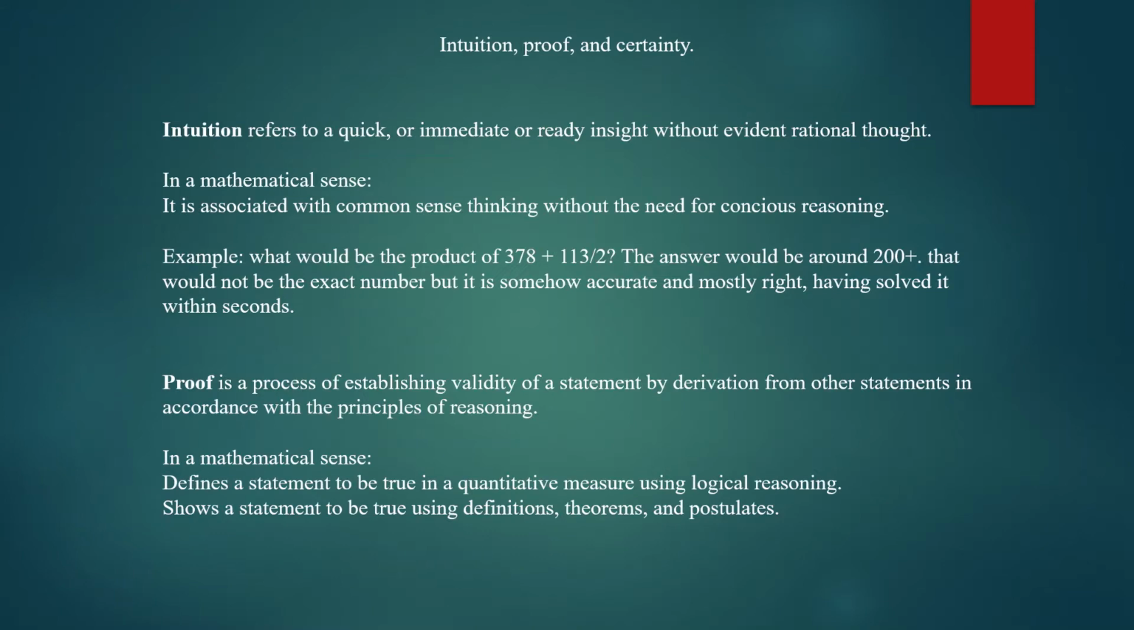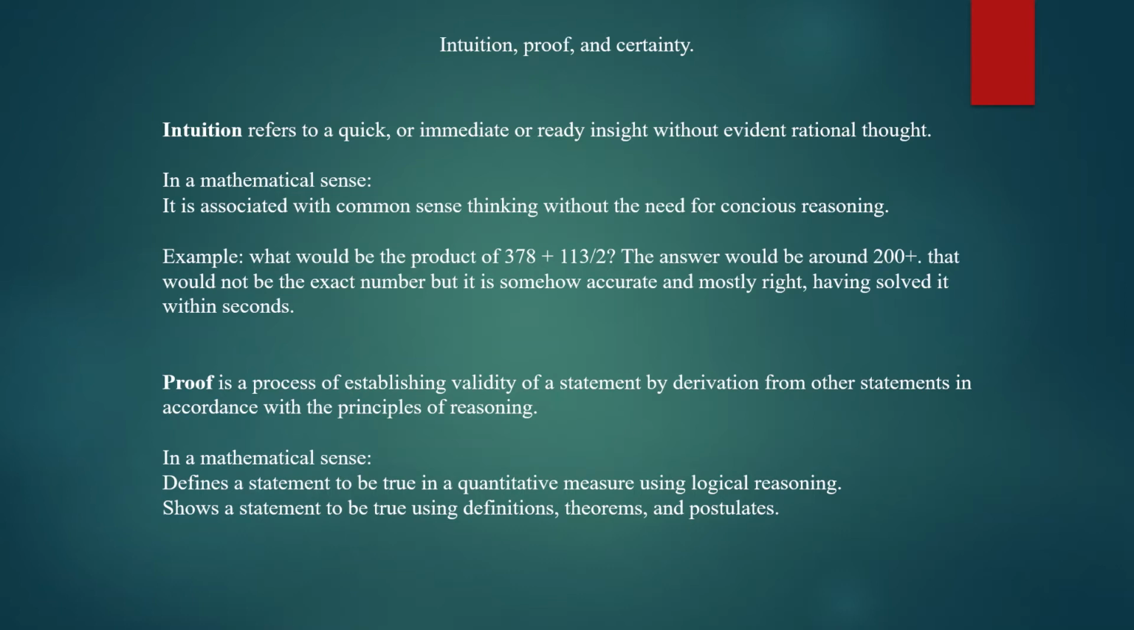Intuition, proof, and certainty. Intuition refers to a quick or immediate or ready insight without evident rational thought. In a mathematical sense, it is associated with common sense thinking without the need for conscious reasoning. Example: what would be the product of 378 plus 113 over 2? The answer would be around 200 plus. That would not be the exact number, but it is somehow accurate and mostly right, having solved it within seconds.